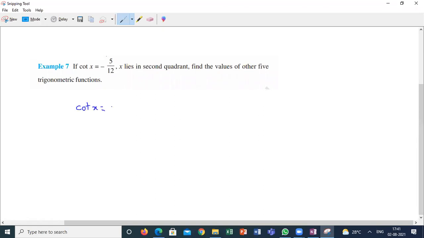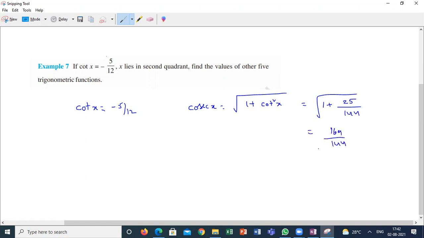Cot x is equal to minus 5 by 12. So cosecant x is equal to how much? Root of 1 plus cot square x. Will you agree with me? 1 plus 25 by 144 under the root. This is 169 by 144, so plus or minus 13 by 12. Is cosecant x negative or positive? Second quadrant, positive. So the value of cosecant x is plus 13 by 12.